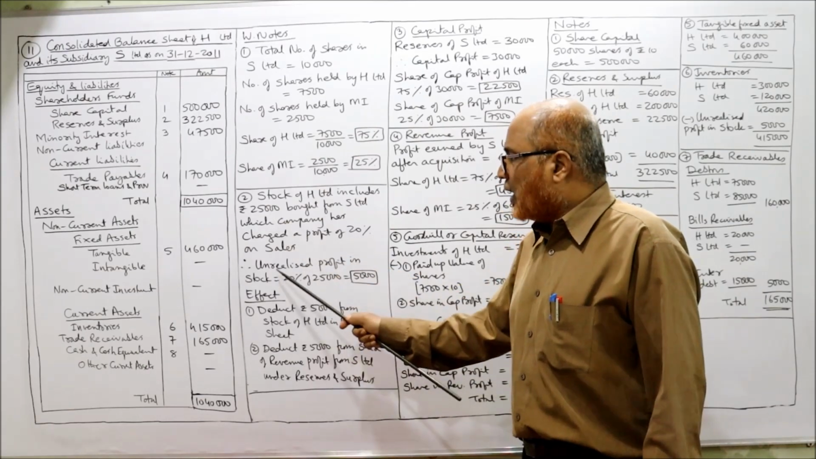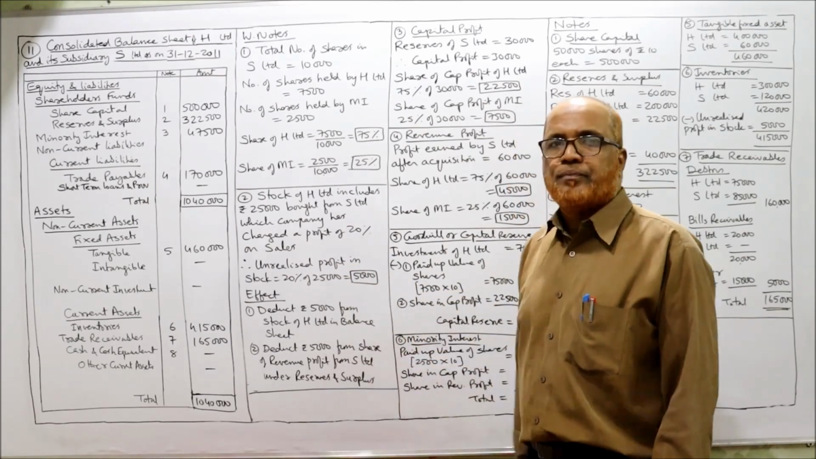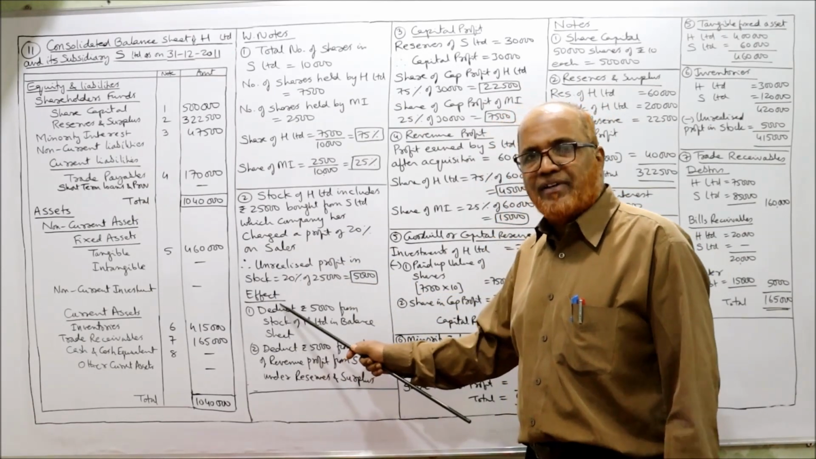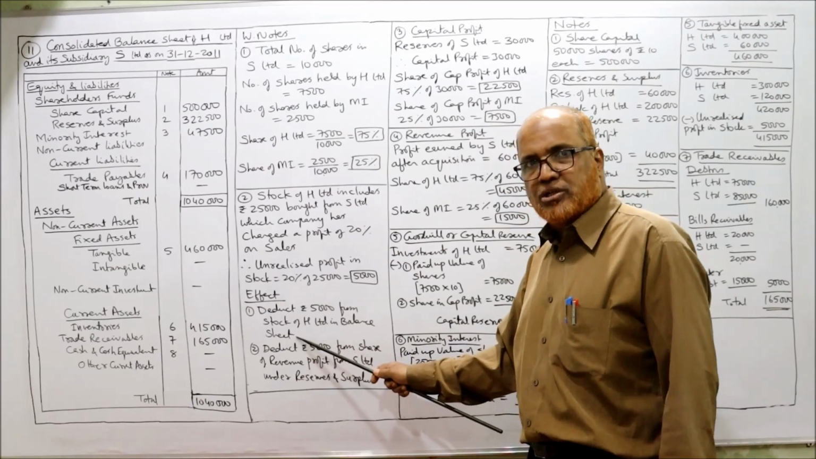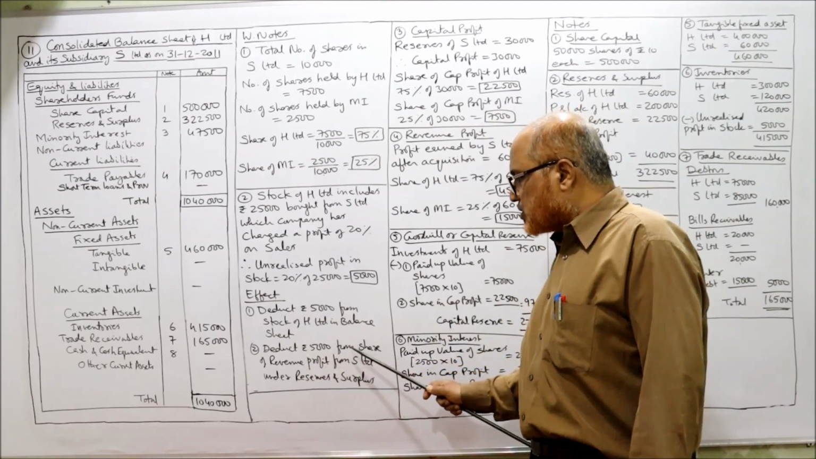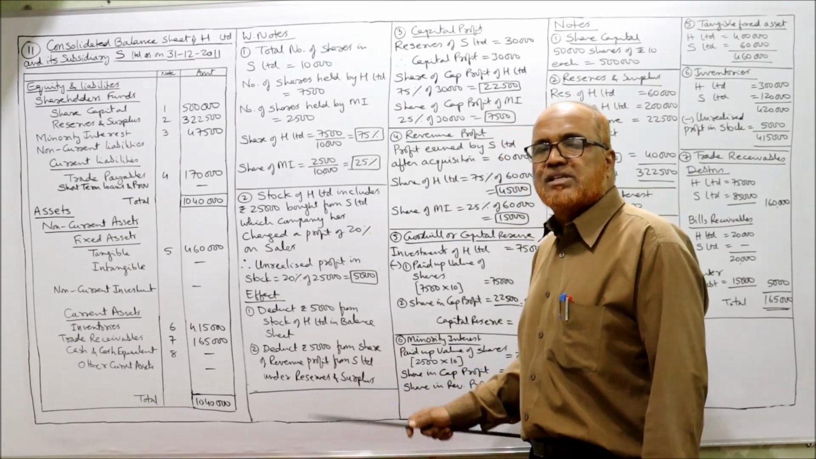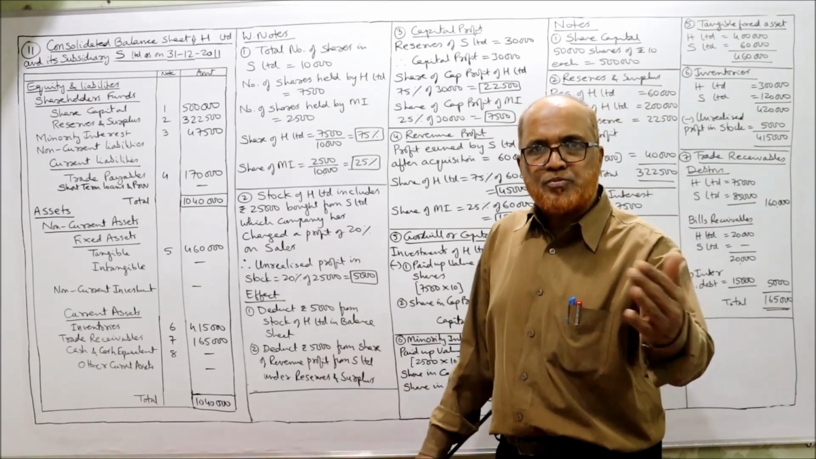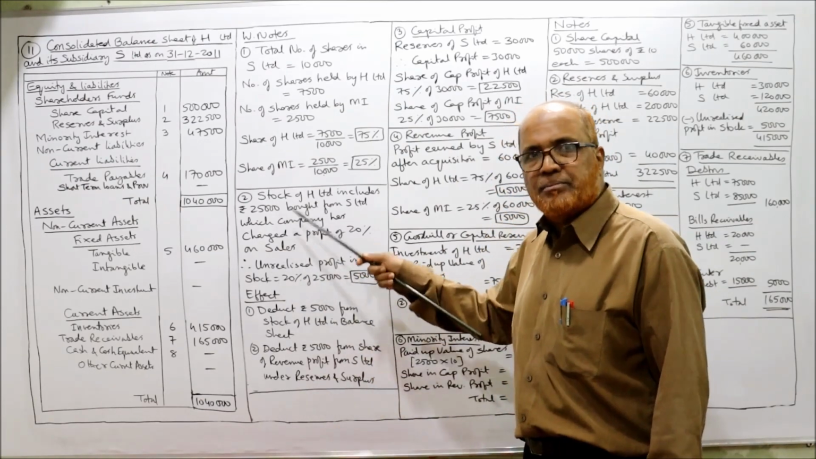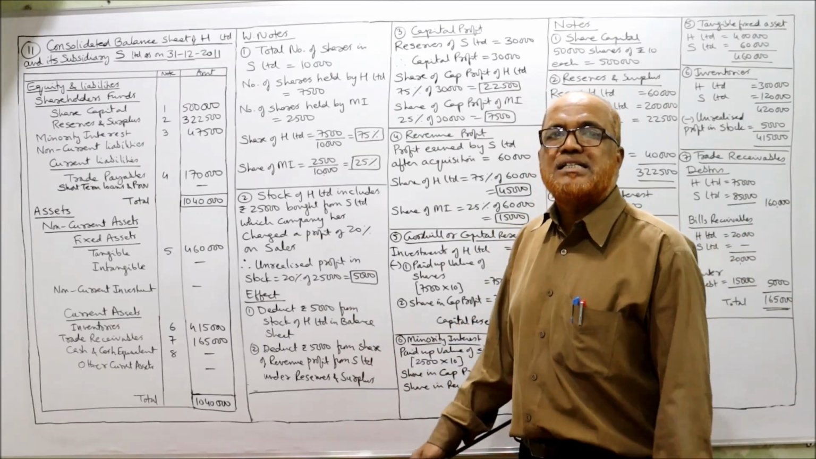25,000. So unrealized profit in stock is 20% on 25,000, which is 5,000. This 5,000 rupees, what is the effect? Deduct 5,000 rupees from stock of H Limited in the balance sheet. Secondly, deduct 5,000 from share of revenue profit from S Limited under reserves and surplus. This is the effect. This is the only new point. In the previous problem also we adjusted the same thing. The only difference is that it was given on cost, here it is on sales.